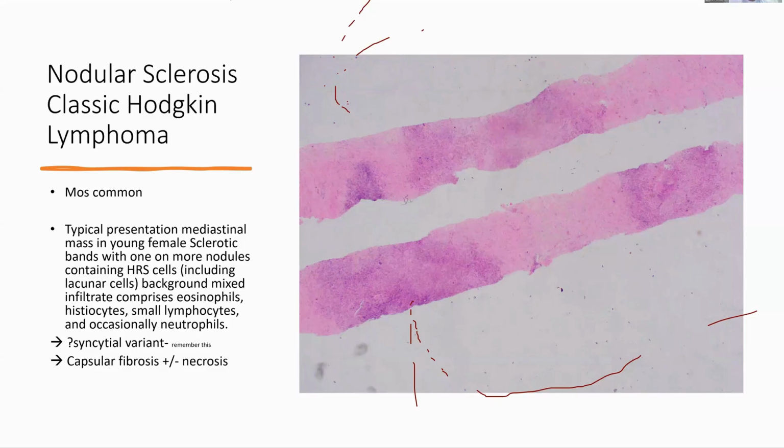And these nodules are the cellular nodules that will contain some RS cells as well as lacunar cells on a mixed cellularity background, as we mentioned earlier. Eosinophils, histiocytes, and neutrophils are common in this feature. Sometimes the larger cells will form sheets of cells. This is what we call a syncytial variant, and it's not uncommon in nodular sclerosis Hodgkin lymphoma. The other things that we see in this are capsular thickening as well as necrosis.